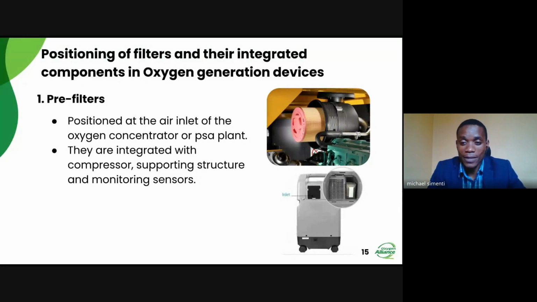And apart from that, these filters also have their own supporting structure. The supporting structures are there just to host these pre-filters, and they hold them in their position to ensure that the filter remains secure during operation, and that eventually prevents air bypass that may happen around the filter.